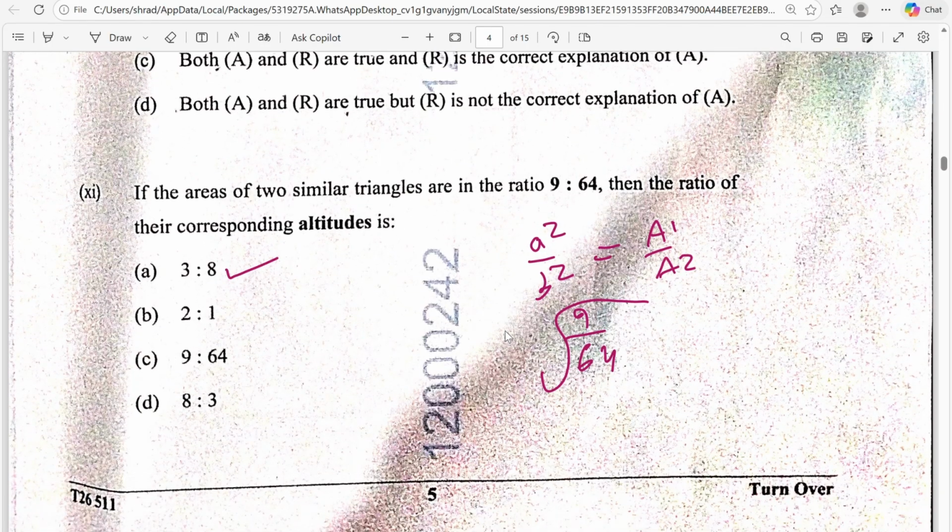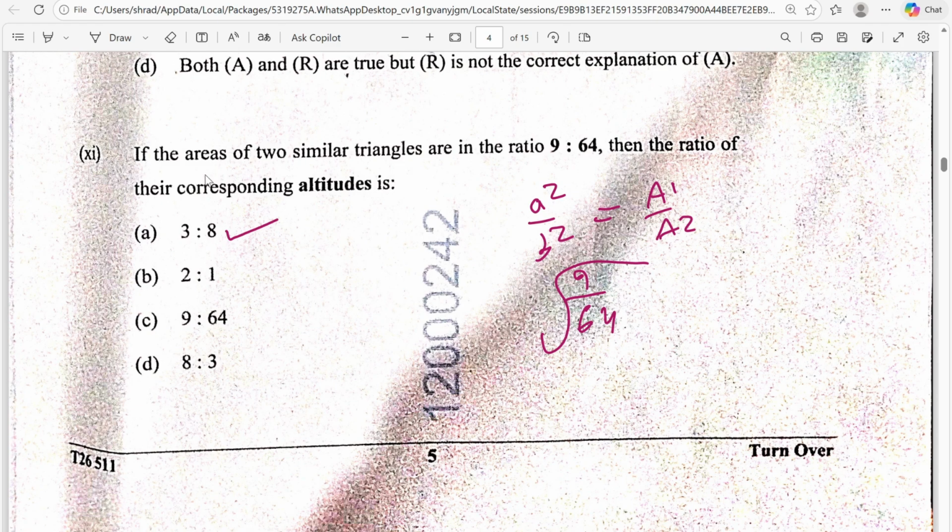Next one, question 11. If the areas of two similar triangles are in the ratio 9:64, then the ratio of their corresponding altitudes. We know that the ratio of the squares of corresponding sides equals area 1 by area 2. Now area 1 by area 2 is given, so the ratio of sides equals root over 9 by 64, that is equal to 3:8.